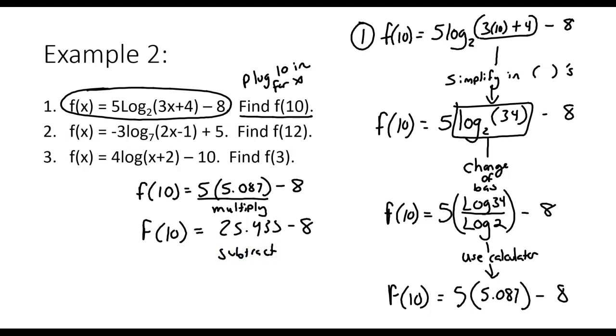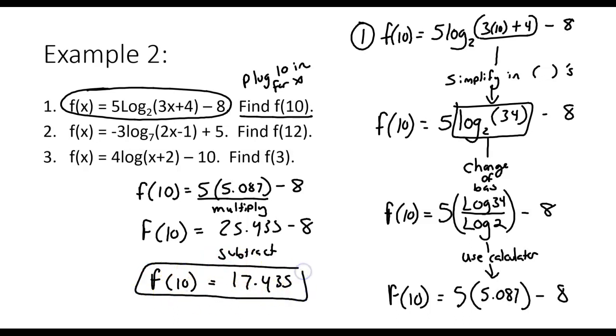Or in this case, it won't always be subtract, it could be add. But so just push minus 8 and 17.435. And there's our answer there. So like I said, we're going to use this for graphing a little bit later. This is like the x value that we plug in. This is like the y value that we get out as an answer. So that's like a point on a graph, which we'll talk about more next time.